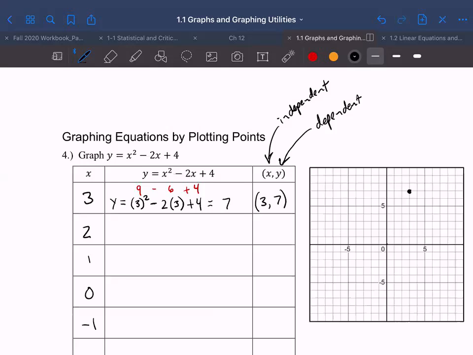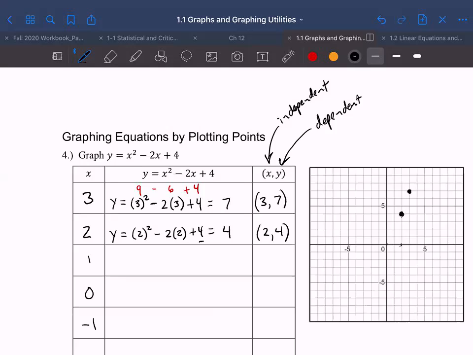Now we can keep going. We can try the number 2. We plug that in. y equals 2 squared minus 2 times 2 plus 4. 2 squared is 4. 2 times 2 is 4, so we have 4 minus 4, so that's gone. And so we just end up with this last 4 right there. And so therefore we have the ordered pair 2, 4. So we come over here, we go over 2 in the x direction, up 4, and we end up right there. And we can put a point right there.